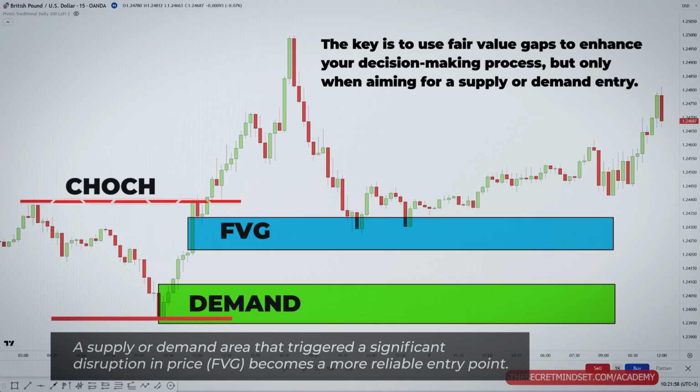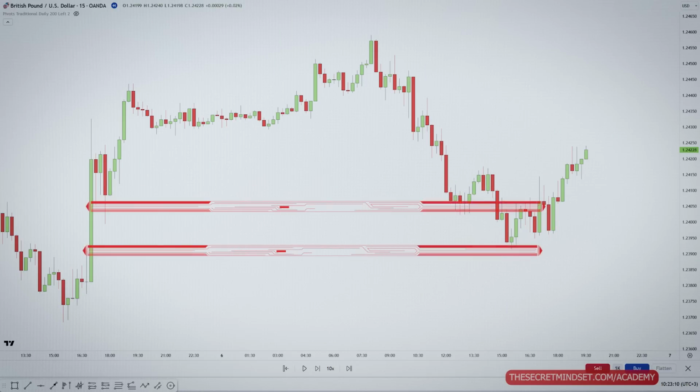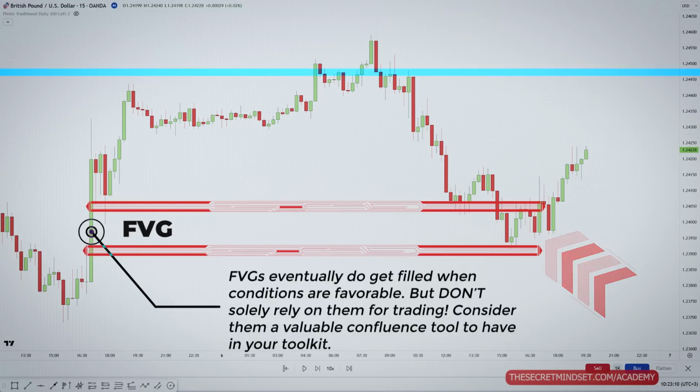A supply or demand area that triggered such a significant disruption in price becomes a more reliable entry point. And regarding this imbalance or inefficiency zone, it's uncertain when they will be filled, but history shows they eventually do get filled when conditions are favorable. And this is precisely why you don't solely rely on them for trading. Instead, you consider them a valuable confluence tool to have in your toolkit while analyzing a market.